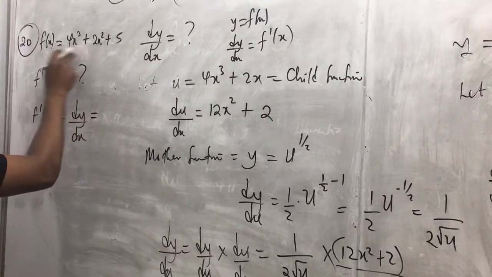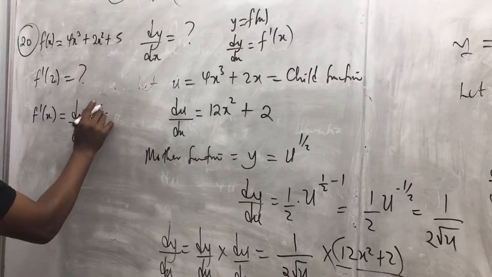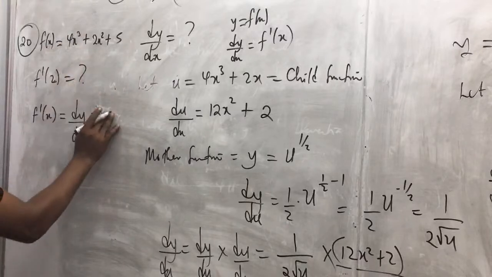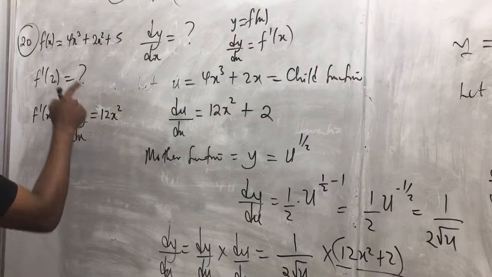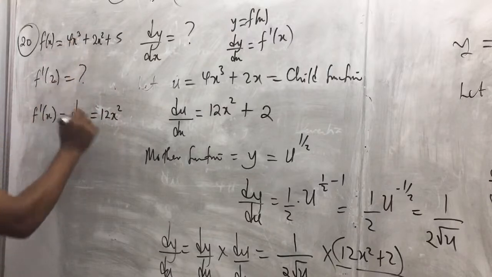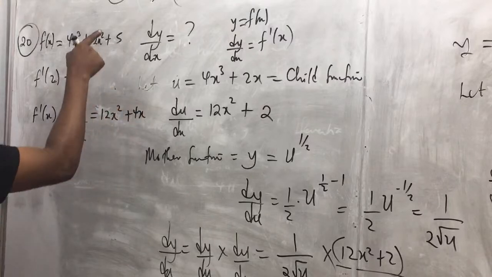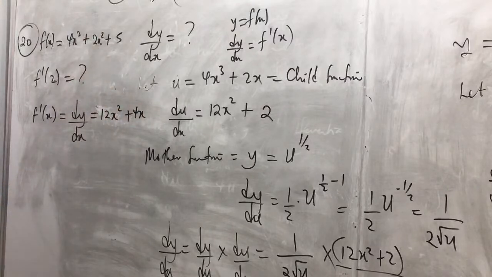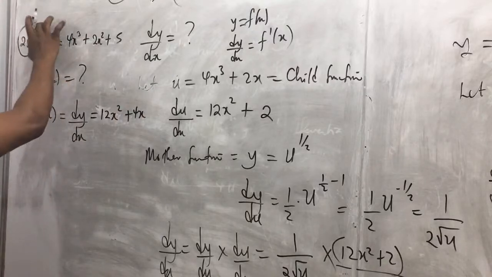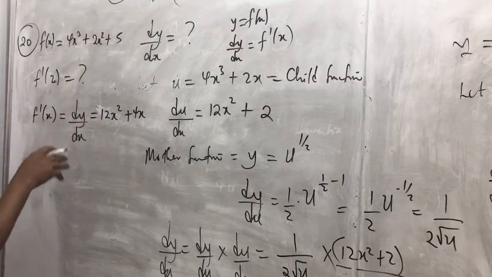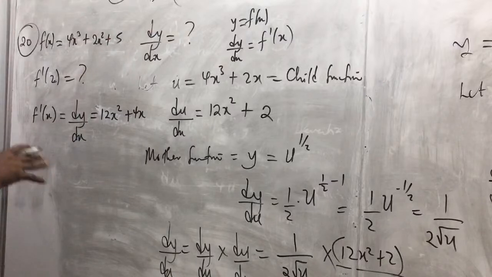If you differentiate this function, it will give you 3 times 4, giving you 12x squared, because subtracting 1 from the power gives you 2. 2 times 2 gives you 4. This will give you 4x, because subtracting 1 from 2 gives you 1. And differentiating the constant gives you 0. So when you find the derivative of this, that is f prime of x, which is dy/dx, it gives you 12x squared plus 4x.